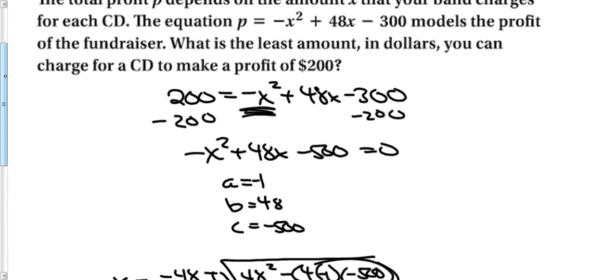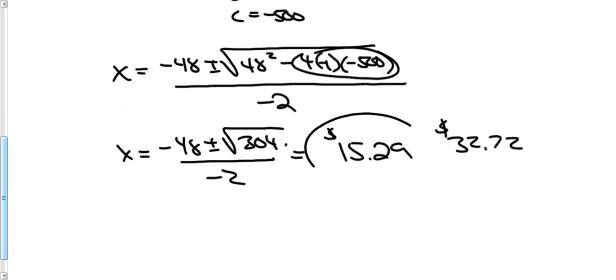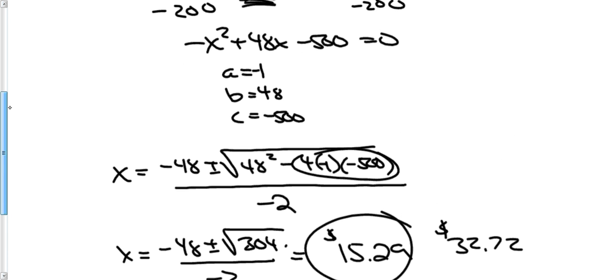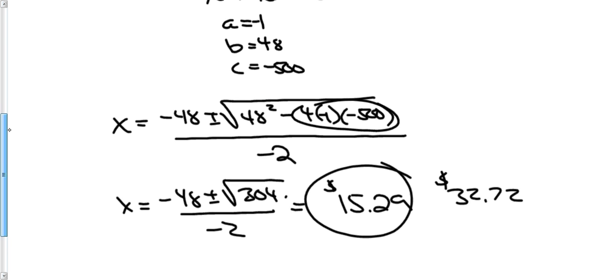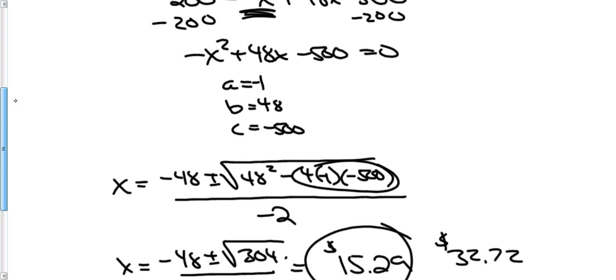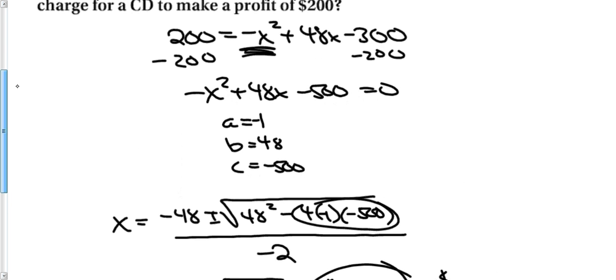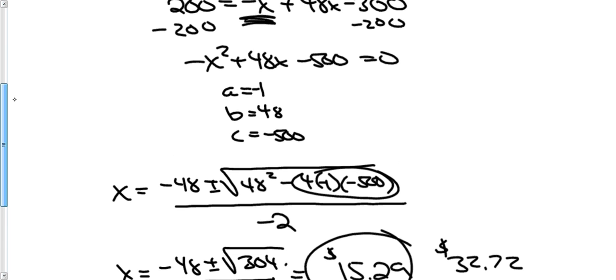The question asks for the least amount in dollars you can charge. So my answer is the least amount. Okay? So careful with your signs. Okay? Like me, try not to make a mistake. But just plug the numbers into the quadratic formula and just work them all out.